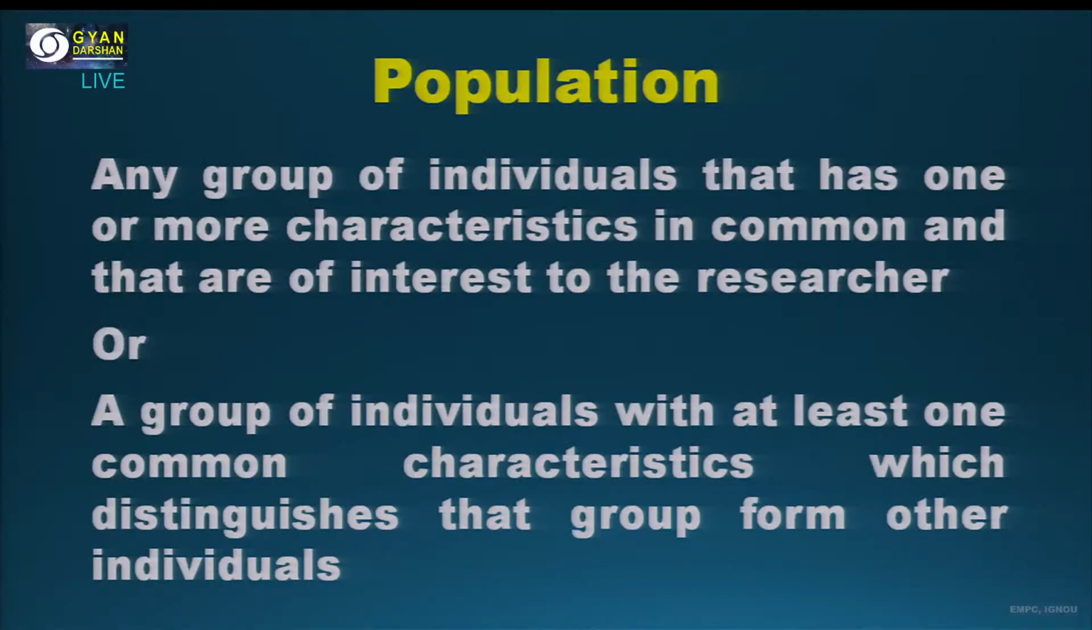Now when we talk about sampling methods or sampling in general, you will come across terms like population and sample. Population is nothing but the group of individuals that has one or more characteristics in common and that are of interest to the researcher. Or you can also see a definition like: a group of individuals with at least one common characteristic which distinguishes that group from other individuals. So basically this is a group of individuals which have some common characteristics.